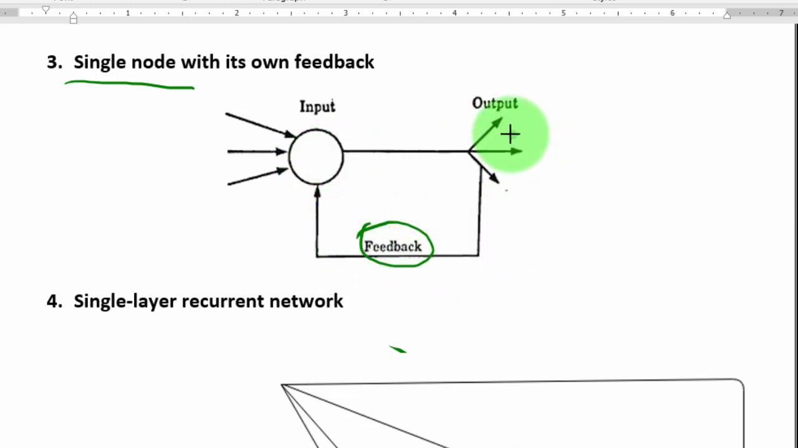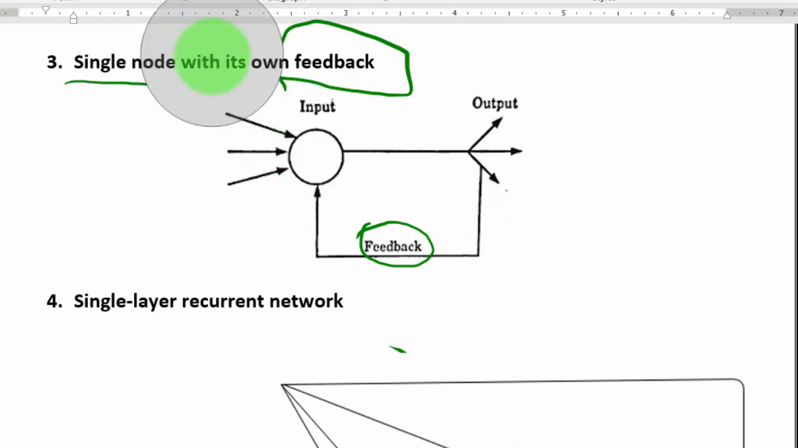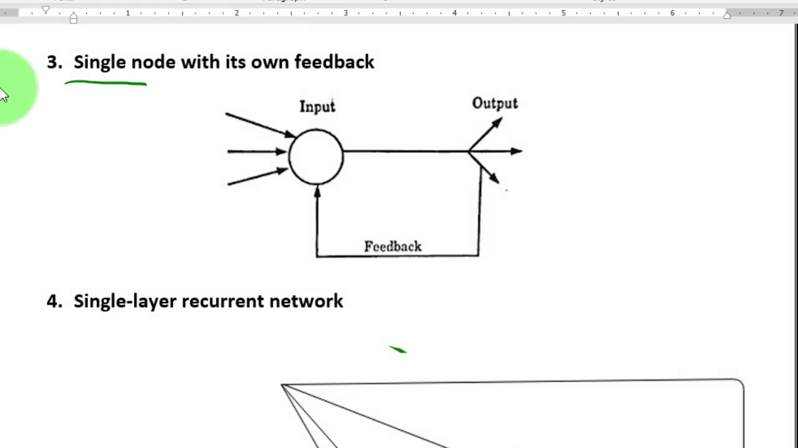The output जो रहेगा, वो अब forward यानी आगे नहीं जाएगा. In feed forward the output goes in one direction, यानी आगे जाएगा. In this case feedback मतलब क्या हुआ? The output is again given back to this node. So this is your single node with its own feedback.